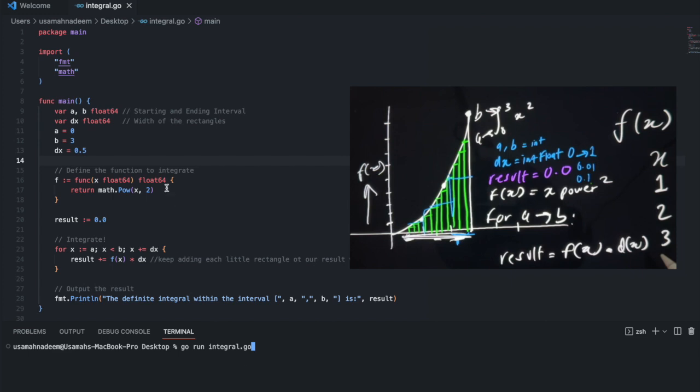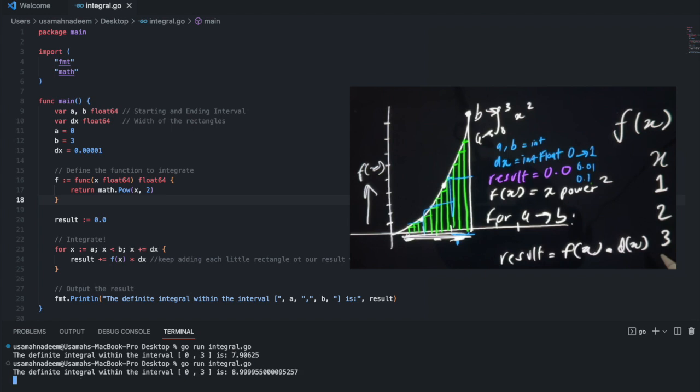6.875 is close, but let's make it a little bit skinnier. Let's go to 0.25. So now they're only a quarter as big, right? And if we run that, now we're getting closer to the answer, 7.9. Okay, let's make it 0.000001. Okay, so now we have this tiny thing. We have tiny skinny rectangles. Let's see what the answer is. And now the answer is 8.99995. So we're getting really close.